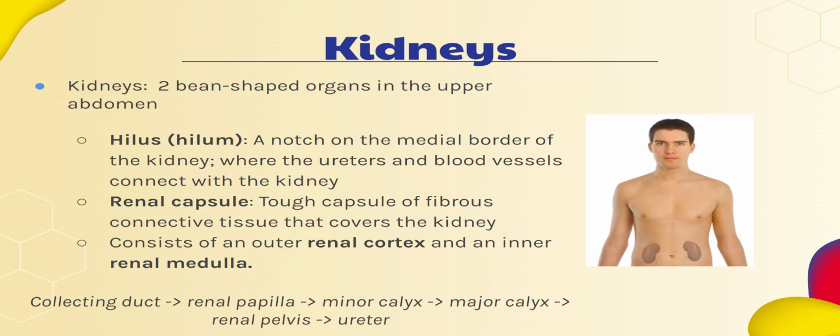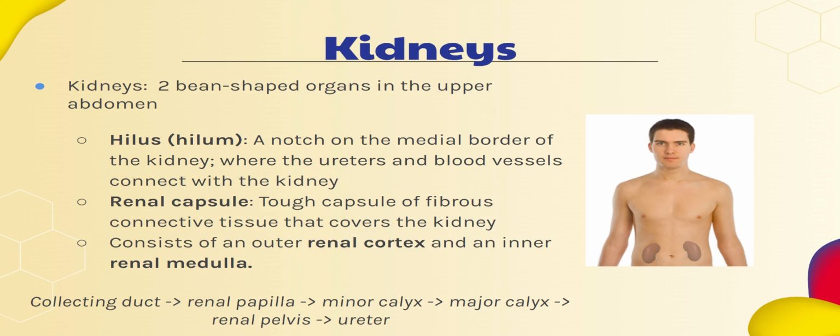The hilum is a notch on the medial border of the kidney where the ureters and blood vessels connect with the kidney. The renal capsule is a tough capsule of fibrous connective tissue that covers the kidney. The kidneys consist of an outer renal cortex and an inner renal medulla.